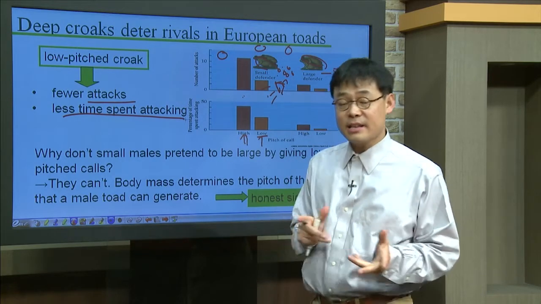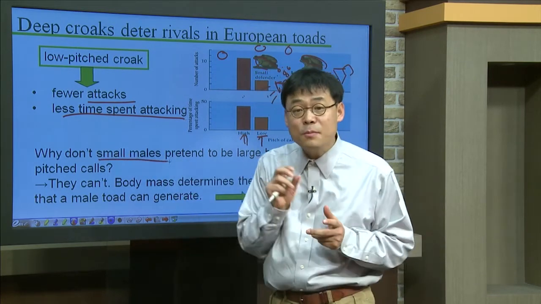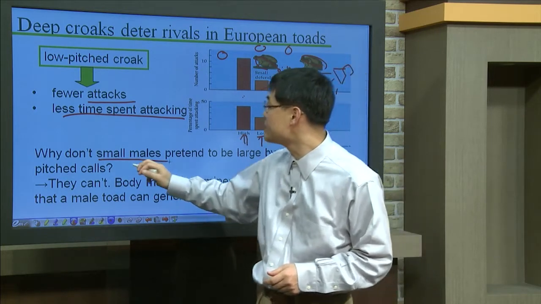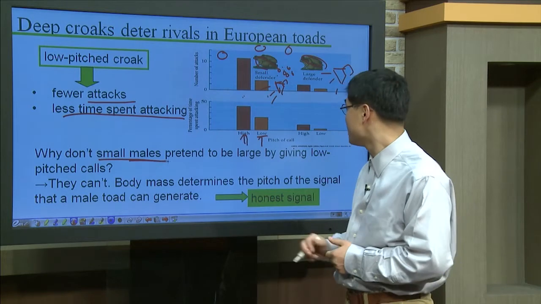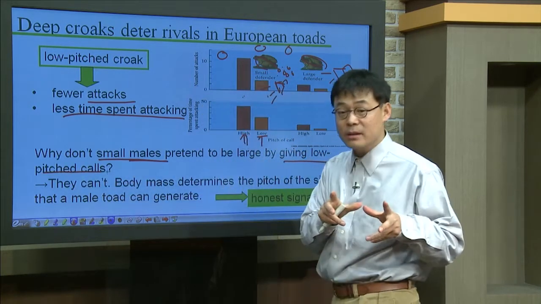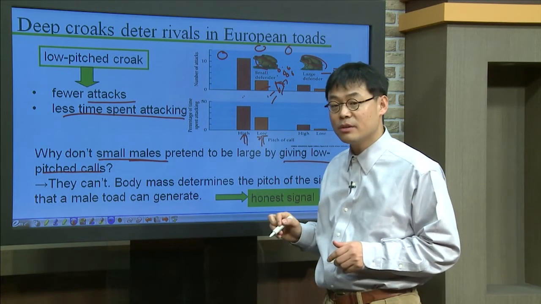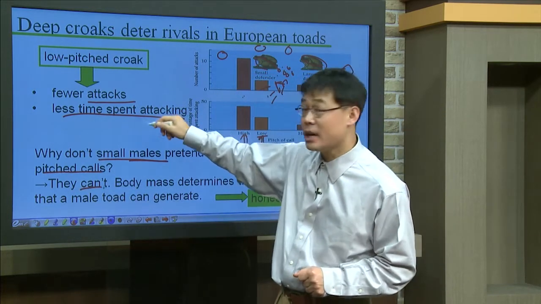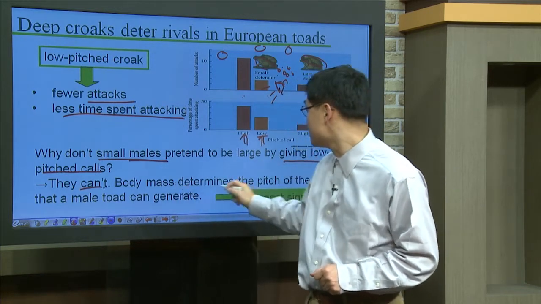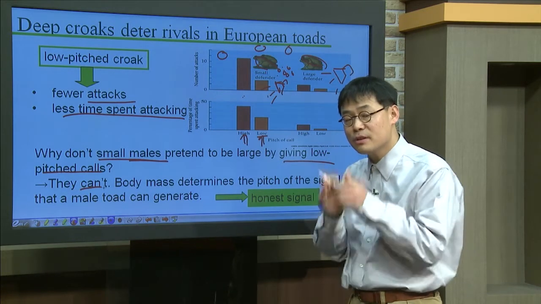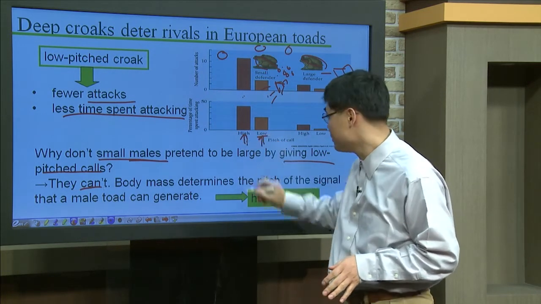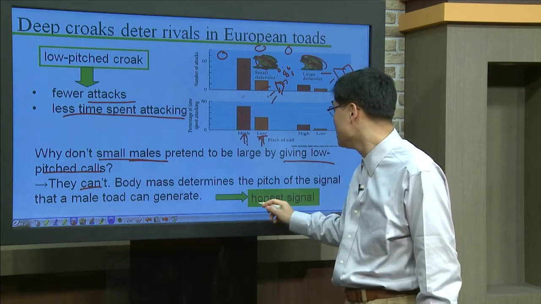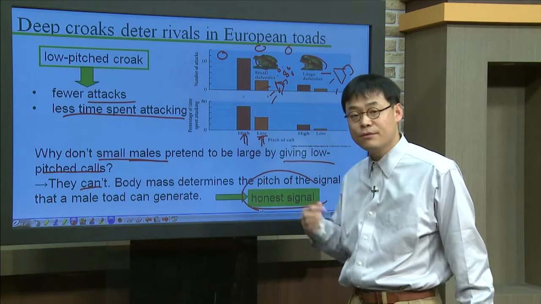So then you may ask this question: if a smaller male gives the low-pitched croaks, it's very advantageous, fewer individuals attack you. So why don't the small males pretend to be large by giving a low-pitched call? They cannot, because the pitch is determined by the body size. Body mass determines the pitch of the signal that a male toad can generate. So if you're a smaller male, you can only give the high-pitched call. If you're a big male, you can give the low-pitched call, so you cannot deceive here. So pitch is the honest signal in frogs and toads.